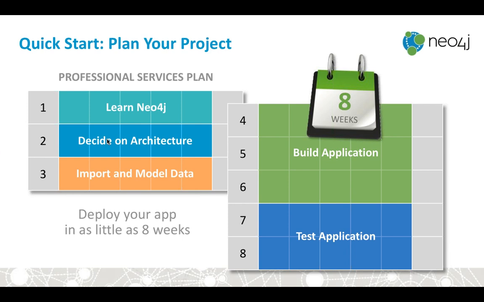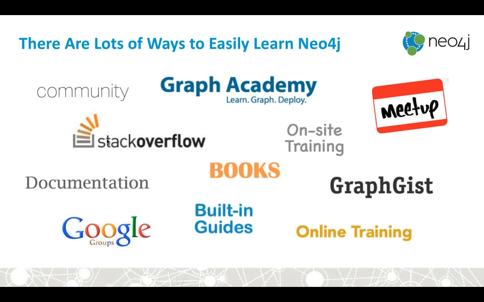But if you're trying to build a whole project around Neo4j, you're trying to move a lot of your enterprise data, I understand that you might not do that in a minute or 2 minutes. It might take a little bit of time, but we have the professional services team around helping you out with building your Neo4j graph database. The professional services plan can help you understand Neo4j, help you decide on your architecture, help you model your data. And then you can go off and build your application and test your application. So you get all this done in as little as 8 weeks from what we've seen with real customers.